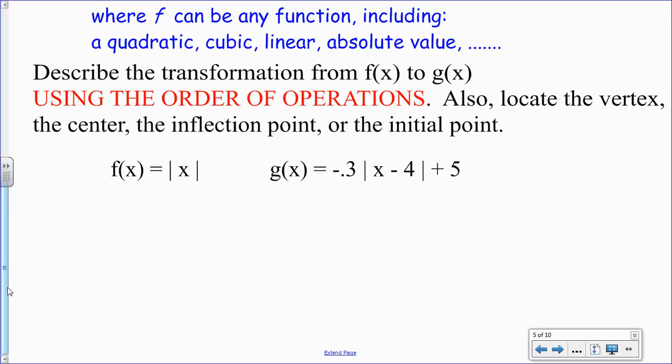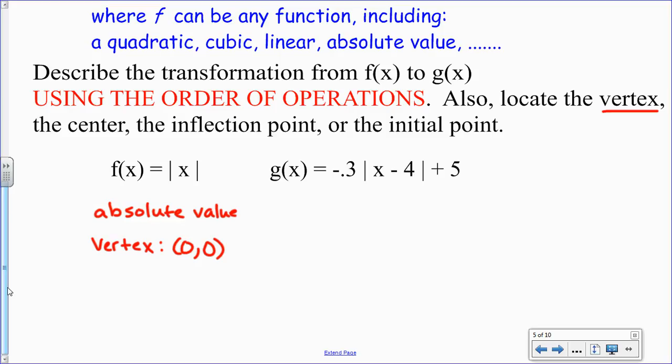All right. So first of all, what type of function is this? Okay. And absolute value has a vertex. So the parent function has that vertex at 0, 0. So that's what I'm using here. I'm not going to use center, inflection point, or initial point. This one has a vertex. Okay, so describe the order of operations. So think about order of operations when you're doing this. So you know you would work inside first.